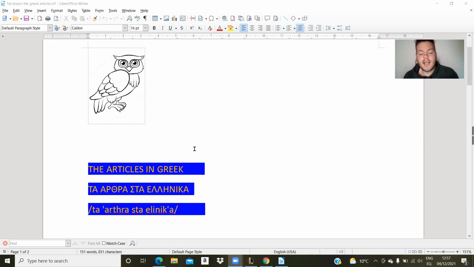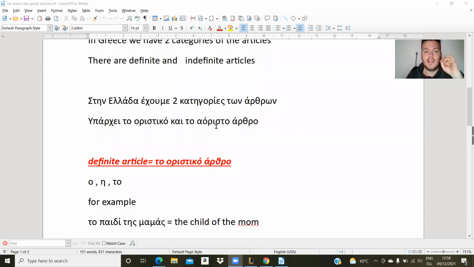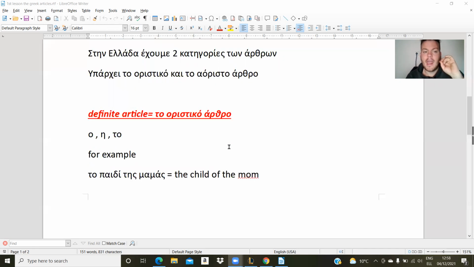So, the Greek articles have two categories in Greek. We have the definite article, like the English, and we have the indefinite article. So, the definite articles here in Greece are oristiko arthro, and these are ο for masculine, η for feminine, το for neutral.